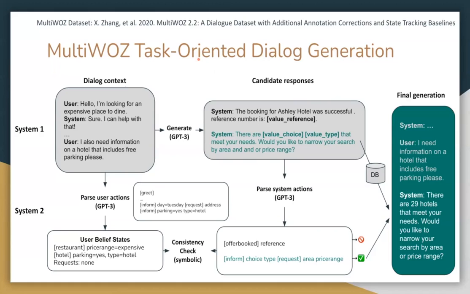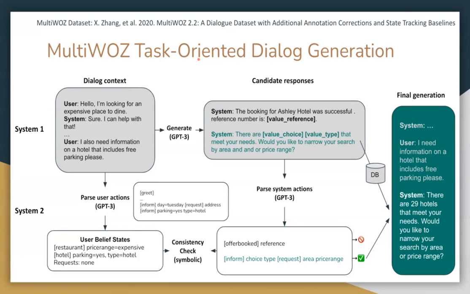We use the MultiWOZ dataset because it has lots of annotation for each dialogue turn. For generation, we re-implemented a strong baseline on MultiWOZ using GPT-3. The model basically conditions on the dialogue history, and it generates slots along with the response. We skipped a lot of the details here, but essentially in the symbolic component, we check the user belief states, so basically slots and user requests. The states will be updated as a result of all the parsed user actions like inform, request, and so on.